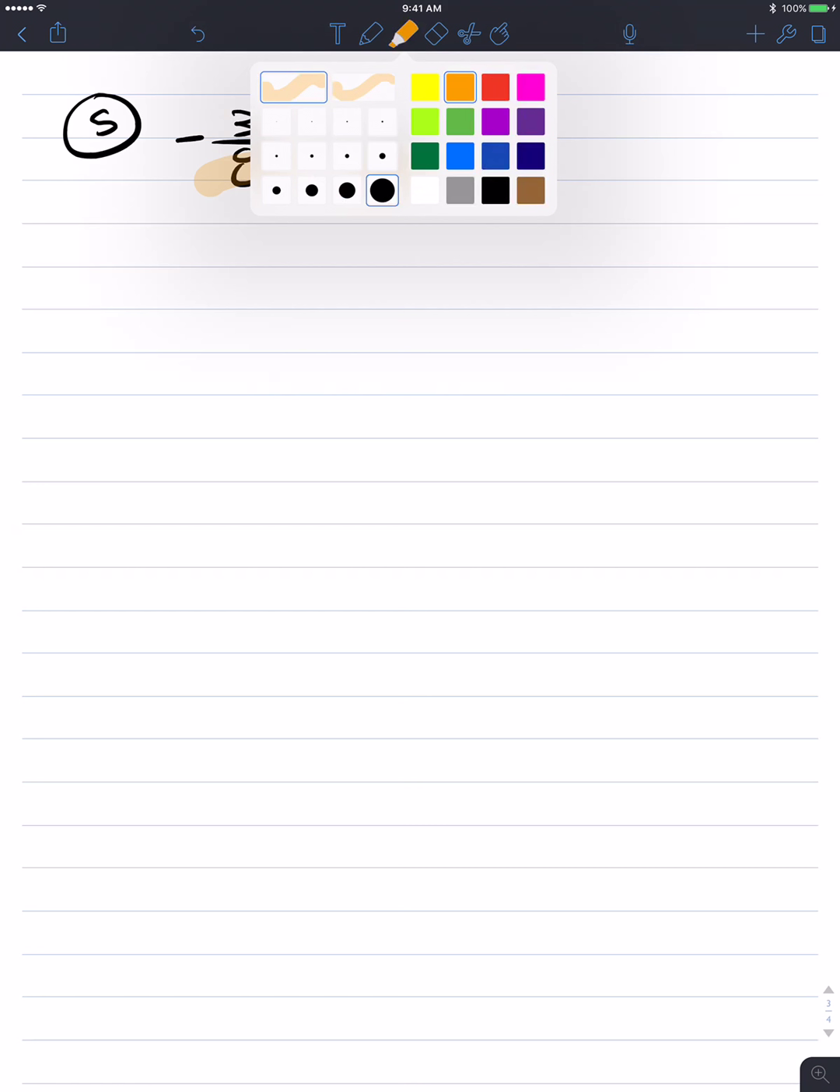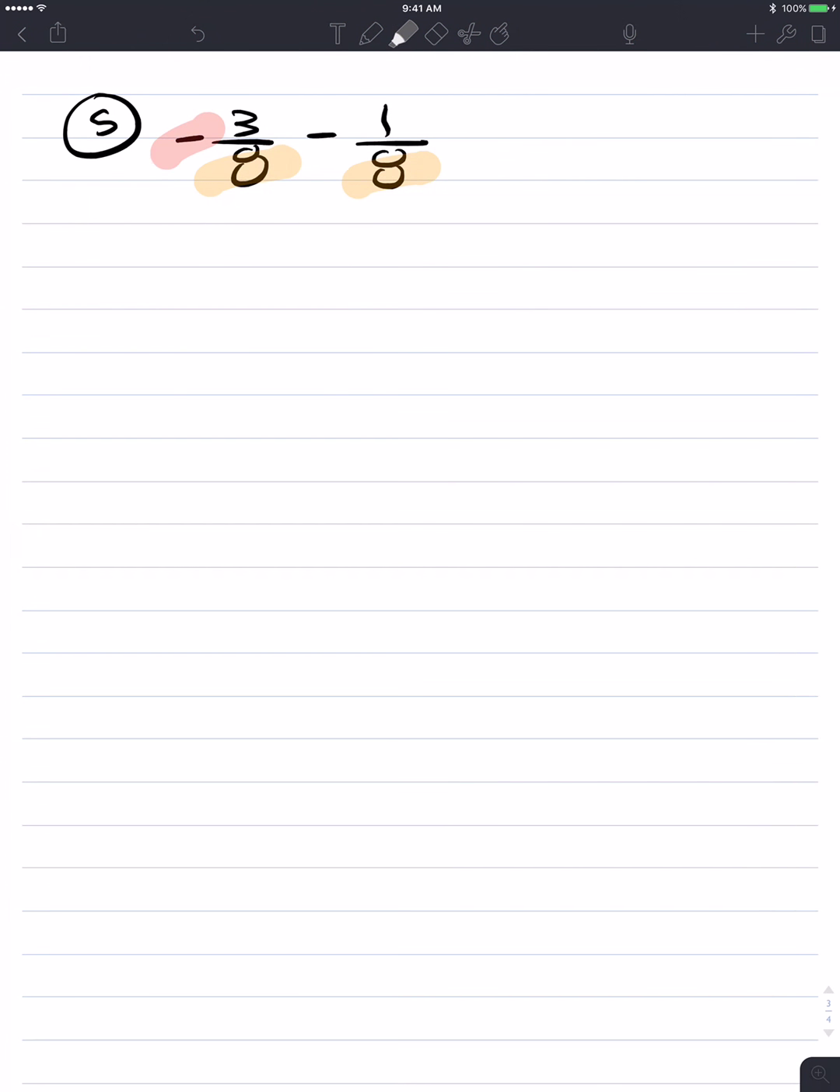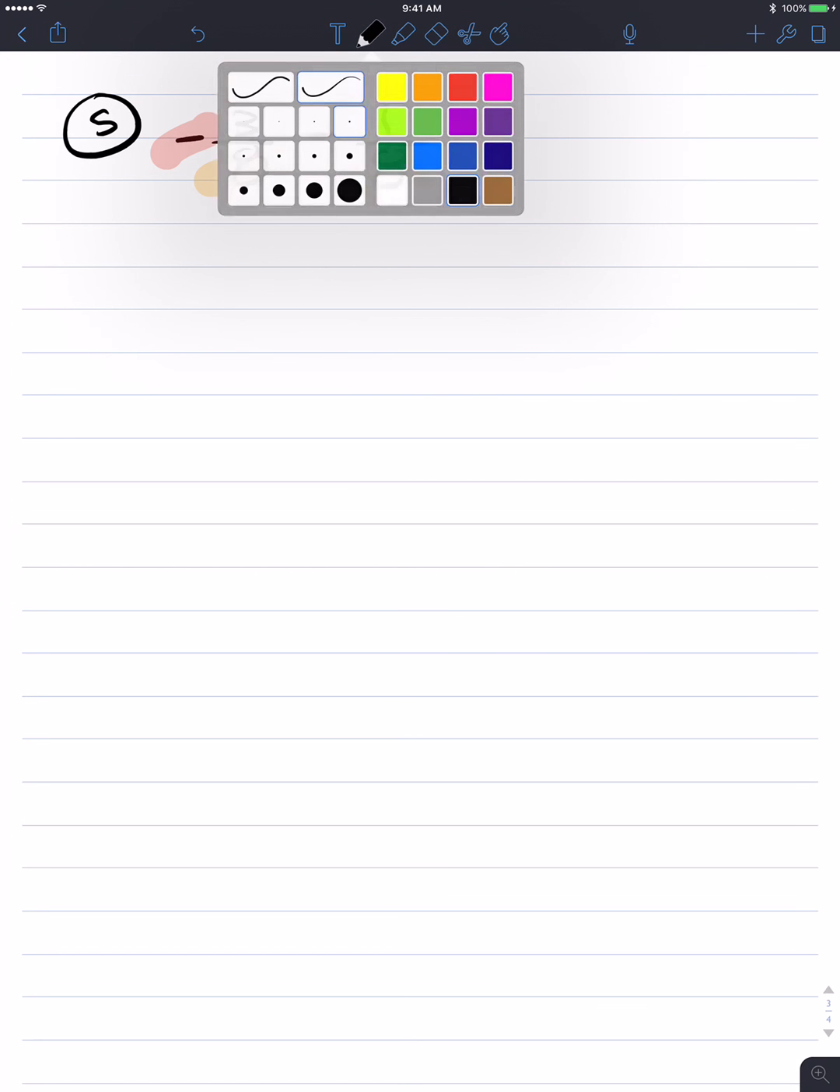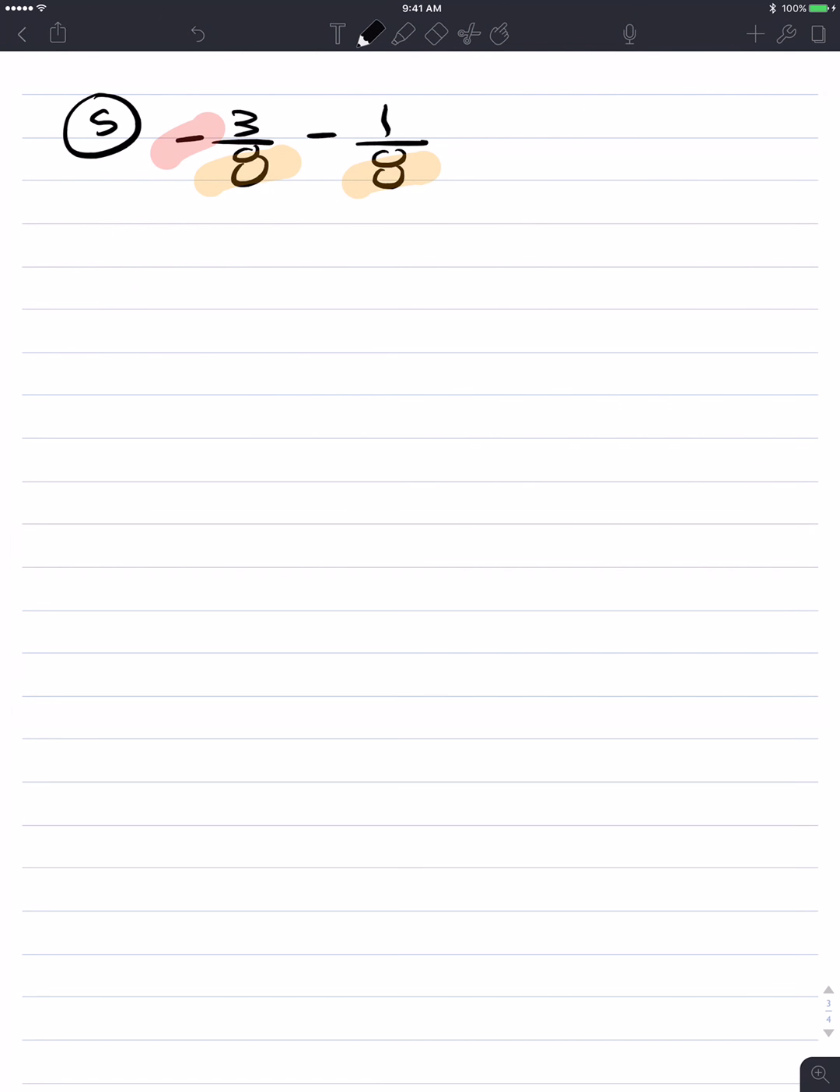Number 5. Negative 3/8 minus 1/8. We're going to notice that, again, these are like fractions. I'm going to also point out that as I read this left to right, I start with a negative sign. So I'm going to write this as a negative 3 over my 8. I'm going to keep that negative sign with the numerator. Minus 1 over 8.